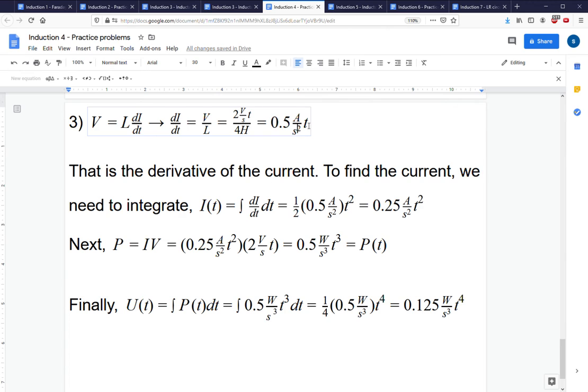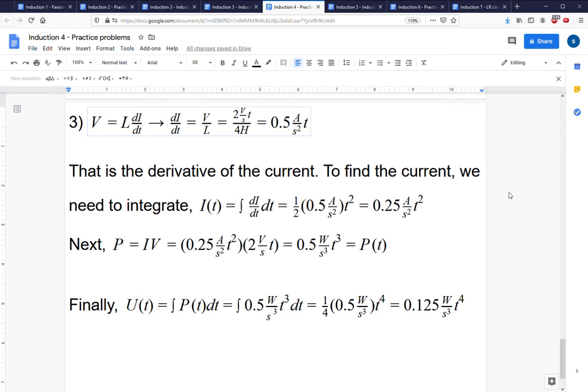So the integral of t dt, this is t to the first power, so we increase that by 1, make it t to the second power, and then divide by that 2. So we get 1/2 times 0.5 amperes per second squared times t squared, which gives us 0.25 amperes per second squared t squared. That is current as a function of time.